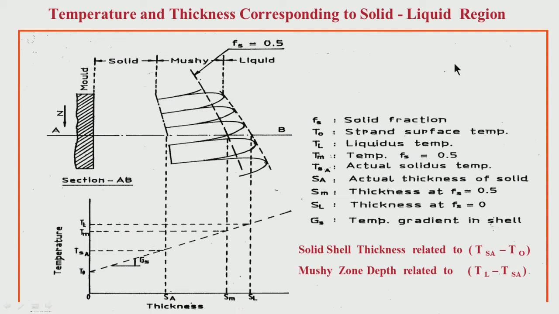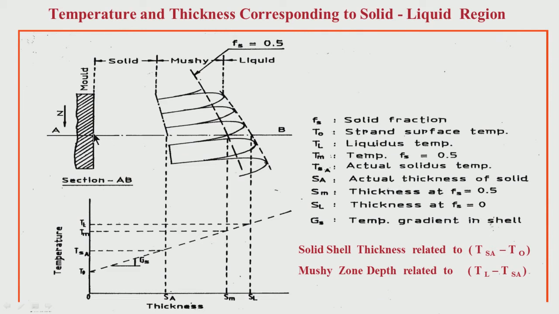So, if you have more segregation, what is going to happen? TSA, the actual solidus temperature, is getting suppressed. So, the difference between the liquidus and TSA increases. So, this becomes low, and if this becomes low, the mushy zone becomes wider and the solid shell becomes narrower. So, the relative thickness of the solid shell and the mushy zone is determined by the relative temperatures, the liquidus temperature and the actual solidus temperature.